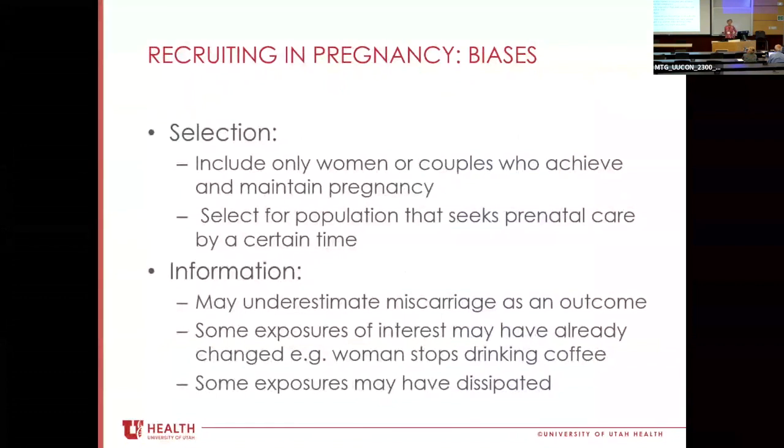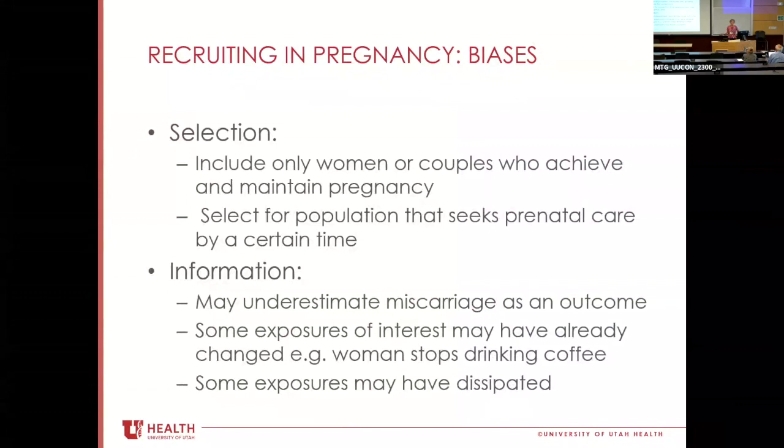So the selection bias is including people who achieve and maintain a pregnancy if we're studying pregnant people. We're also selecting for a population that's seeking prenatal care by a certain time. And maybe women who are on higher order pregnancies are less likely to seek early prenatal care because they're like, dude, I know where this is going, right? But also women who might be surprised to be pregnant may be less likely to seek early prenatal care. And so there may be selection bias there.